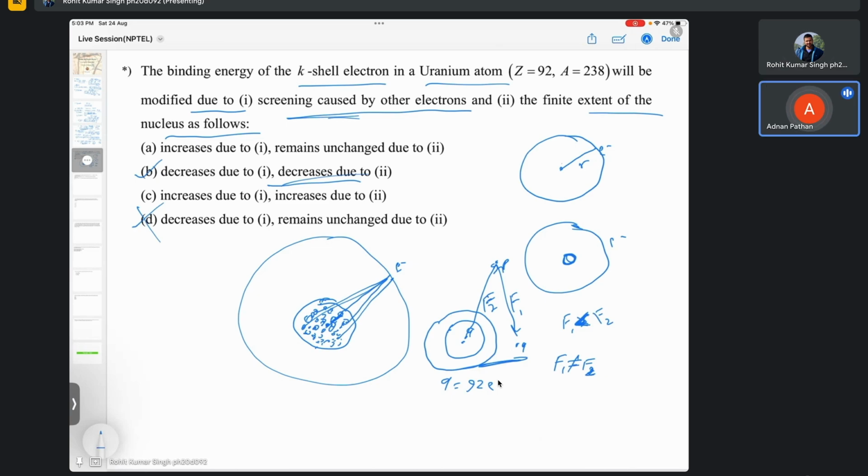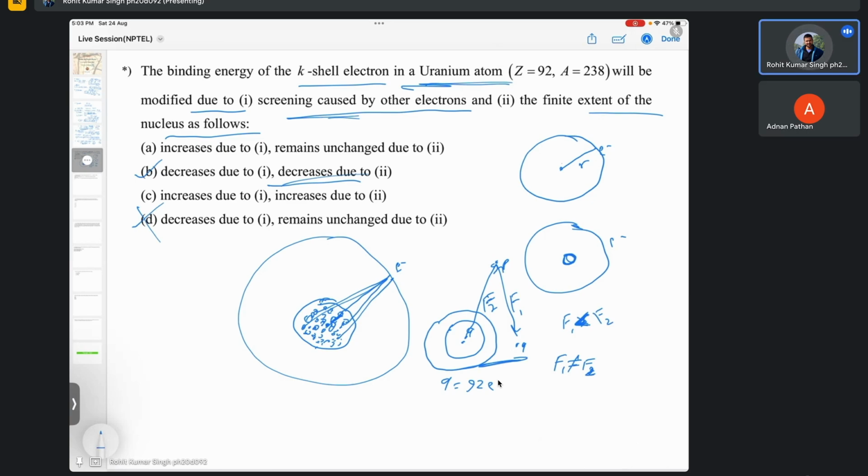If we keep the volume constant but keep increasing the Q value... or we are asking for a fixed nucleus, right? So what we can do is keep the Q value constant but decrease the volume. So we clump the protons together as much as possible. That can cause a change in the relation between F1 and F2, right?